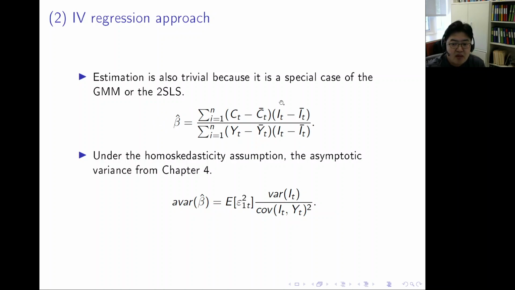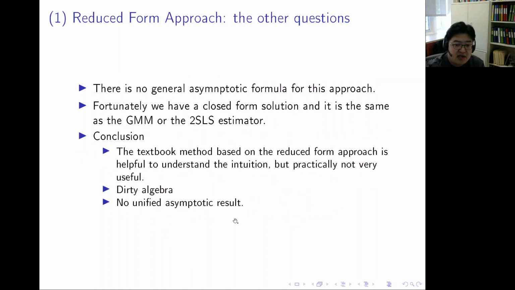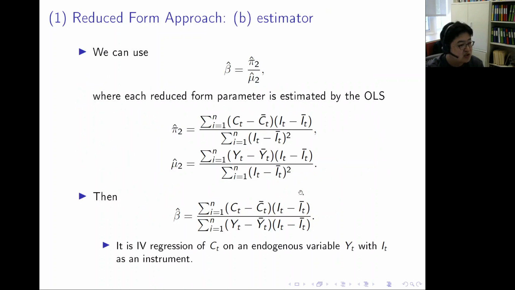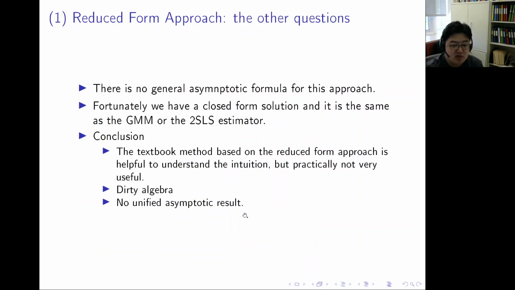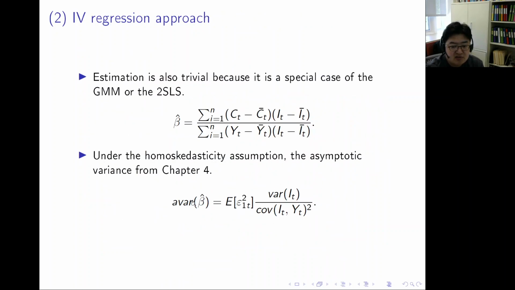Okay, this was the result, and then under the homoscedasticity assumption, for simplicity, we can show that the asymptotic variance is given by this form. This was the result we learned in chapter 4. By the way, this estimator is the same as the estimator from the reduced form approach. So the asymptotic variance from the reduced form approach should be the same, like this. Okay? So we are using the result from the GMM and two-stage least squares.